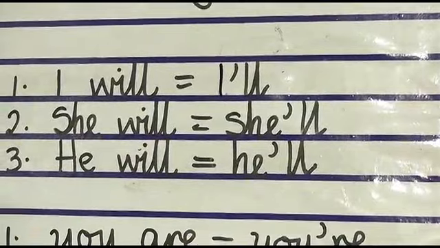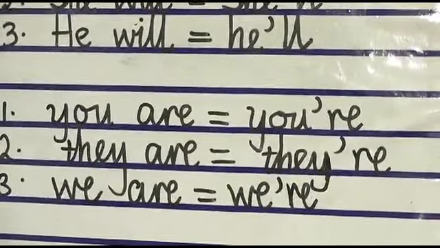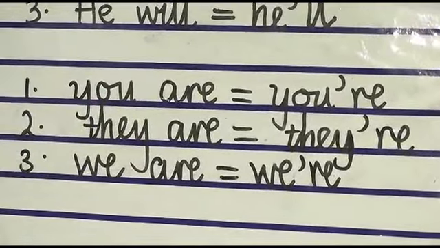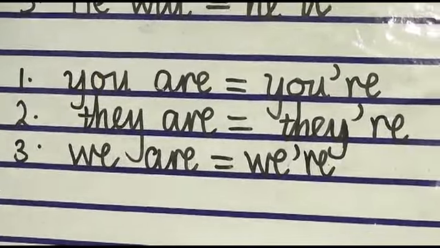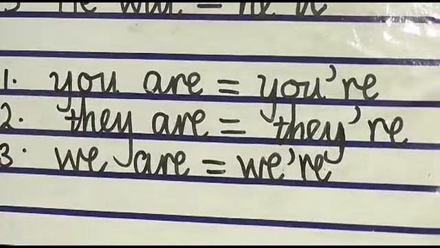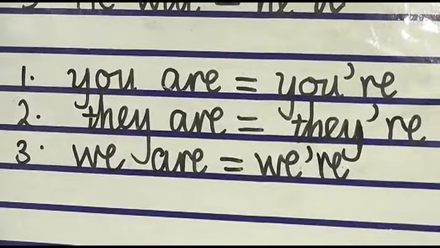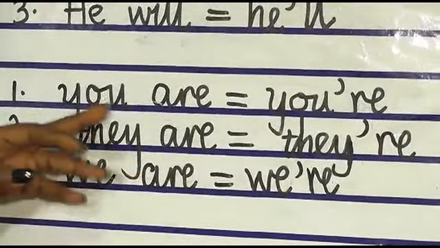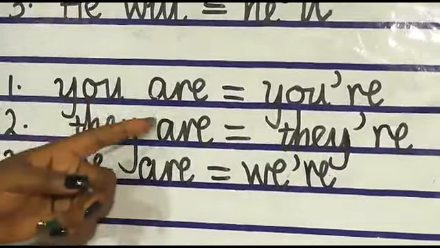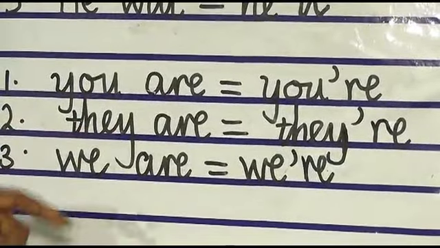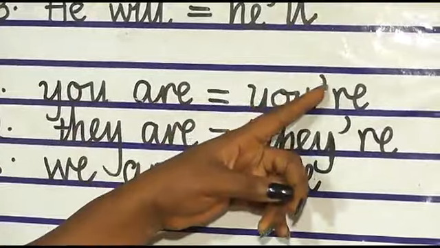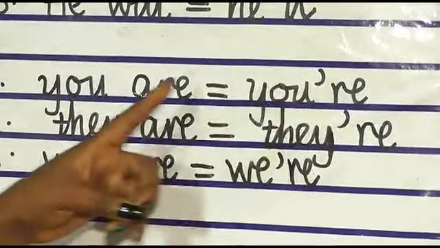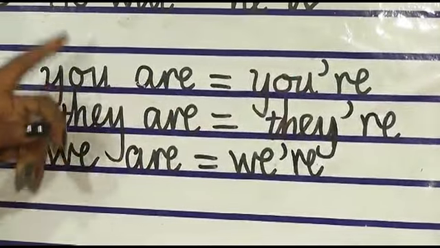Now let's come to this other set of examples. Number one here, you have you are. I want you to tell me the letters that were dropped in the words you are to bring out your contracted word form. If you look at the words very well, you find that the A was dropped, and you have an apostrophe there. The A was dropped, and the apostrophe was used to replace the A in you are.